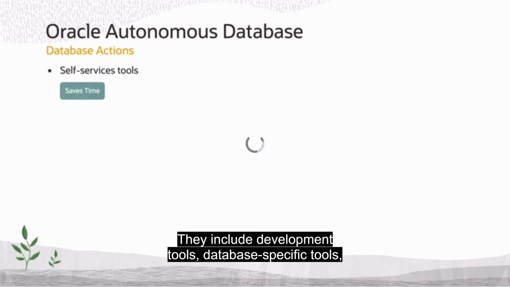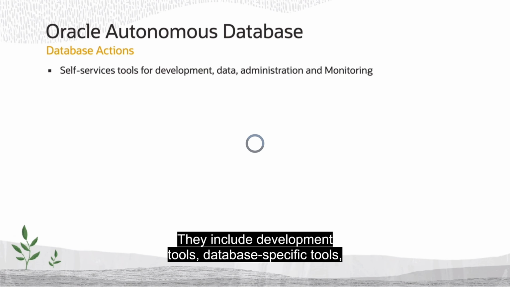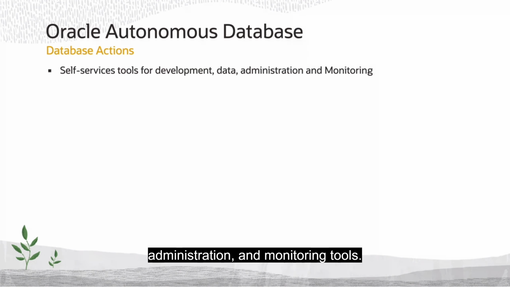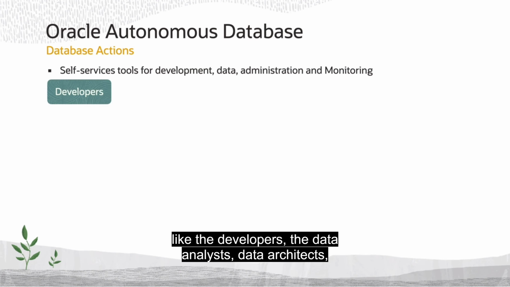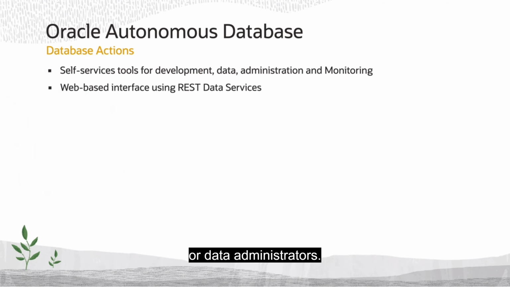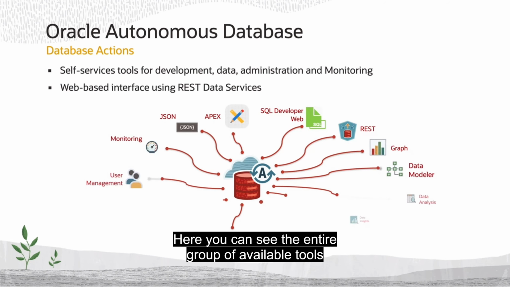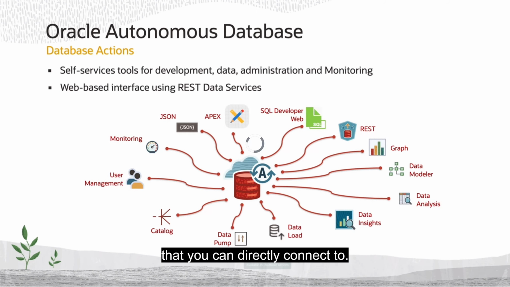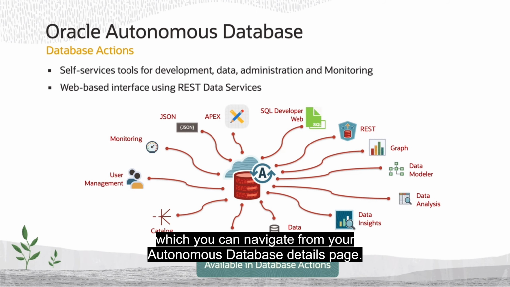They include development tools, database-specific tools, administration and monitoring tools. They can serve the various classes of end users like the developers, data analysts, data architects, or data administrators. These are web-based tools using Oracle REST Data Services. Here you can see the entire group of available tools that you can directly connect to. These are available in the database actions space, which you can navigate to from your autonomous database details page.